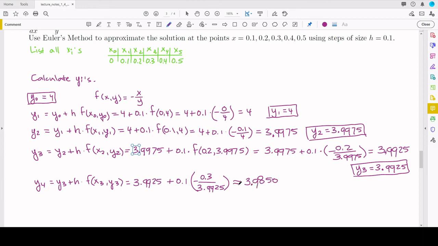Now, depending on how many decimals you need in your final answer, I would keep some extra decimals here for your in-between answer. You can store it in your calculator and use like 12 decimals if you want to. But if your final answer is 3 decimals, I would use at least 4 decimals for your in-between answer so that the round off errors don't accumulate too much, at least. So y4 equals approximately 3.9850.